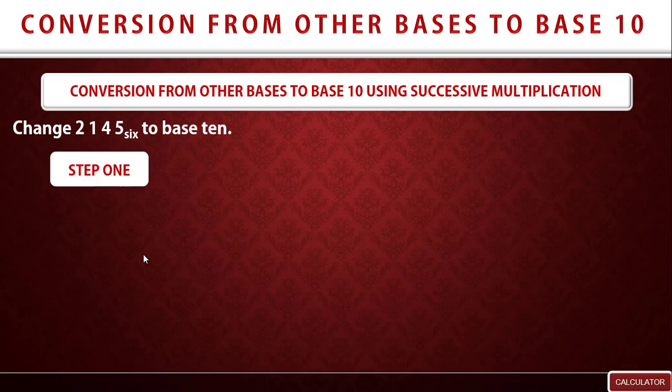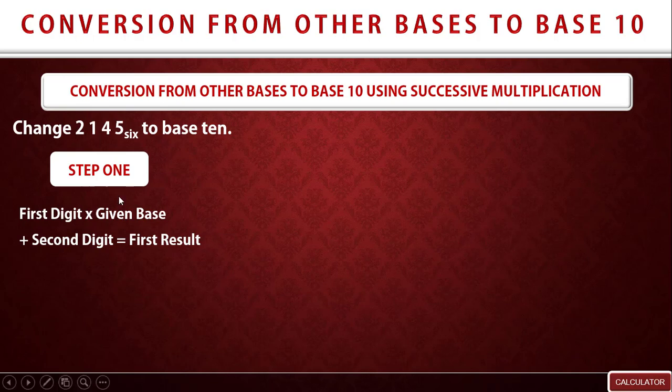So we have the first digit to be 2, second digit is 1, third digit is 4, and the fourth digit is 5. If we apply the formula, we'll have the first digit multiplied by the given base plus the second digit, and that will help us to produce our first result. The given base here is 6. So our first digit 2 multiplied by 6 plus 1, where 1 is our second digit. So 2 times 6 gives us 12, 12 plus 1 gives us 13. So our first result is 13.